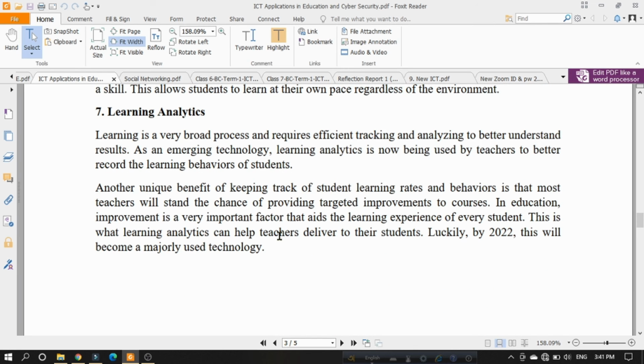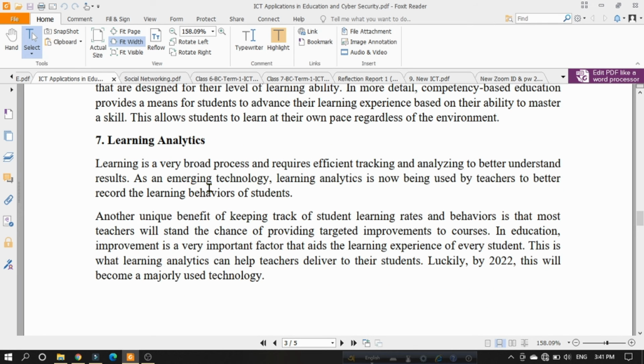Number 7, and the last point of this tutorial. Learning analytics. Learning is a very broad process and requires efficient tracking and analyzing to better understand results. Analytics means analysis. How to learn analytics, how to do analysis. That's the main thing. It's a broad process, learning, and requires efficient tracking and analyzing to better understand results.